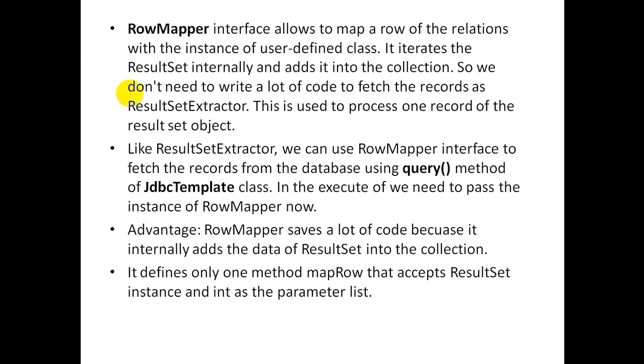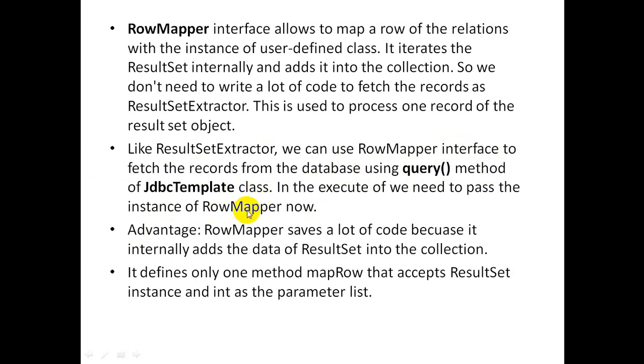So we don't need to write a lot of code to fetch the record as in result set extractor. This is used to process one record of the result set object. So if you want to process only one record of the result set object, we can work with row mapper. Like result set extractor, we can use the row mapper interface to fetch the records from the database using the query method of the JDBC template class. In the execute method, we need to pass the instance of row mapper, like we passed the result set extractor instance earlier.